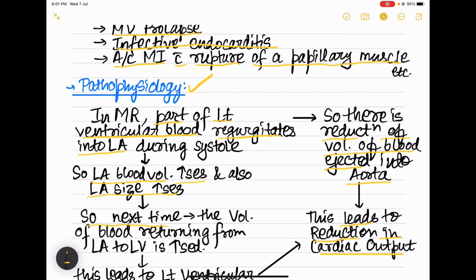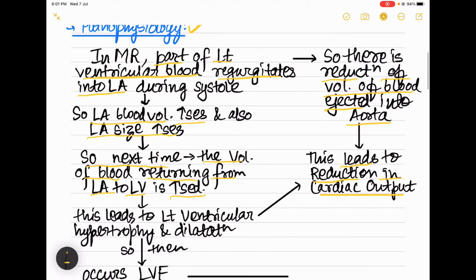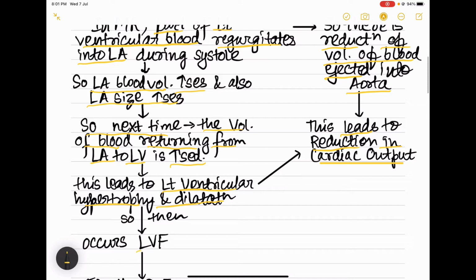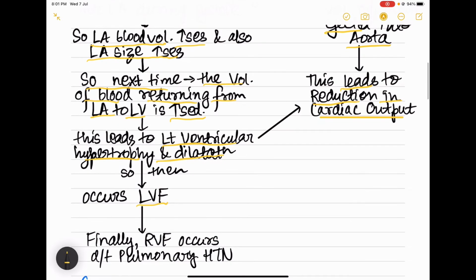So the next time, the volume of the blood returning from the left atrium to the left ventricle will be increased. This leads to left ventricular hypertrophy and dilatation, and finally leads to left ventricular failure, which in turn leads to right ventricular failure due to pulmonary hypertension. Left ventricular hypertrophy and dilatation again lead to reduction in the cardiac output, and it finally leads to right ventricular failure because of pulmonary hypertension. So these are the basic things which happen in the pathophysiology of mitral regurgitation.